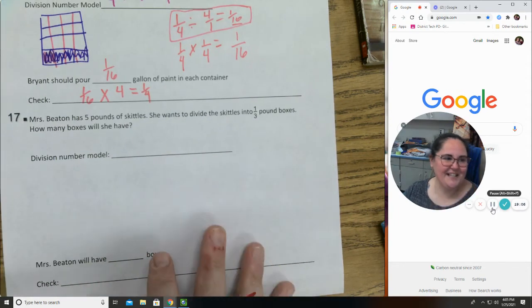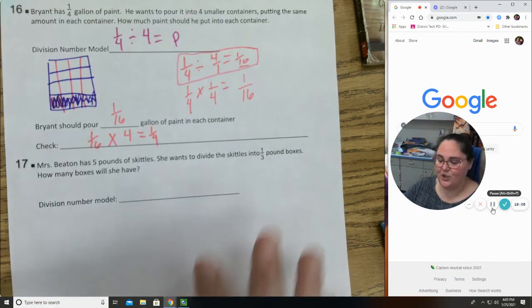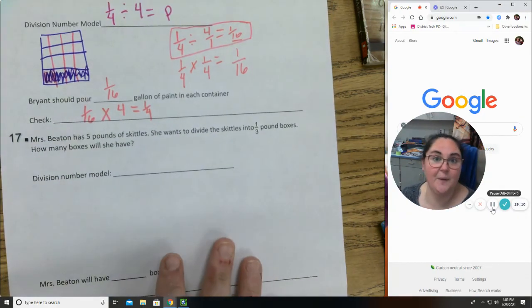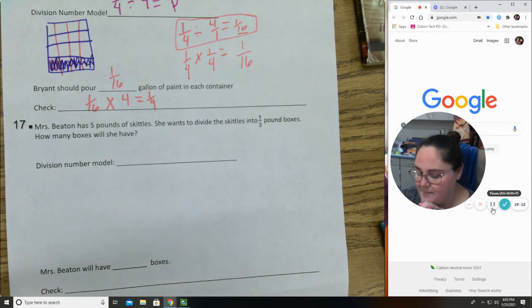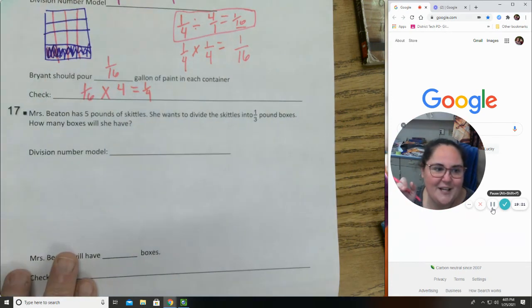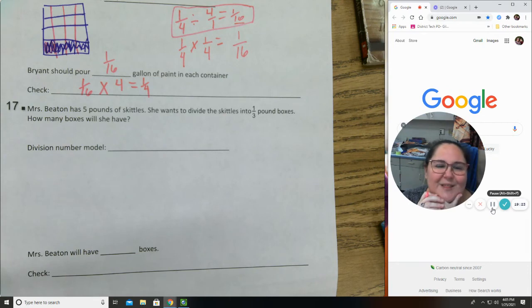My last question, here we go, along the same line. So use what you have in number 16 to help you with number 17. So Mrs. Beaton, she's a teacher here at Kitley. Mrs. Beaton has 5 pounds of Skittles. 5 pounds, it's a lot. She wants to divide the Skittles into 1/3 pound boxes. How many boxes will she have? So what is your number model? What is your number model?